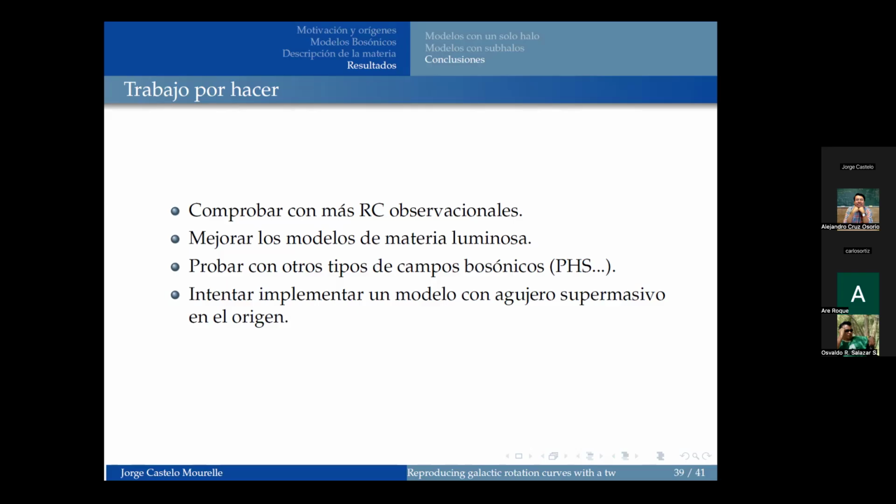And we can even try with different bosonic kinds of fields, because we studied only spinning scalar fields, and spinning vector fields in terms of only a Proca field, but there are more vectorial fields that remain Proca and are something else. And yeah, it would be nice also to implement a supermassive black hole for the galaxies that we know have it in the origin, and then study this problem with a supermassive black hole inside.